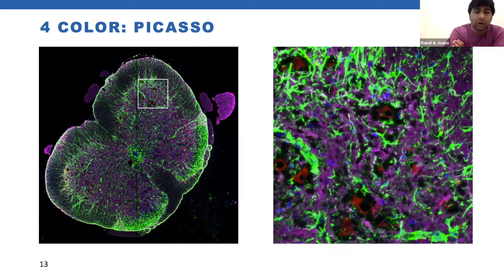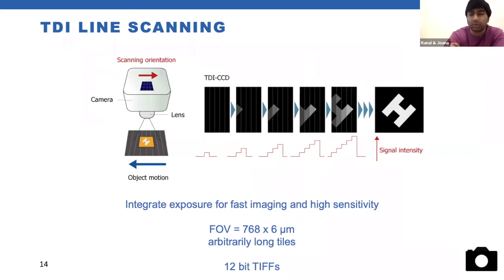So the cameras are these TDI line scanning cameras. They're a little different than cameras I was used to. TDI stands for time delay integration. It's a special readout method for CCD cameras where the object is moved under the sensor, and as the object passes each sensor, the exposure is integrated for each line that it passes. And so it's a way of integrating the exposure for fast imaging and high sensitivity.